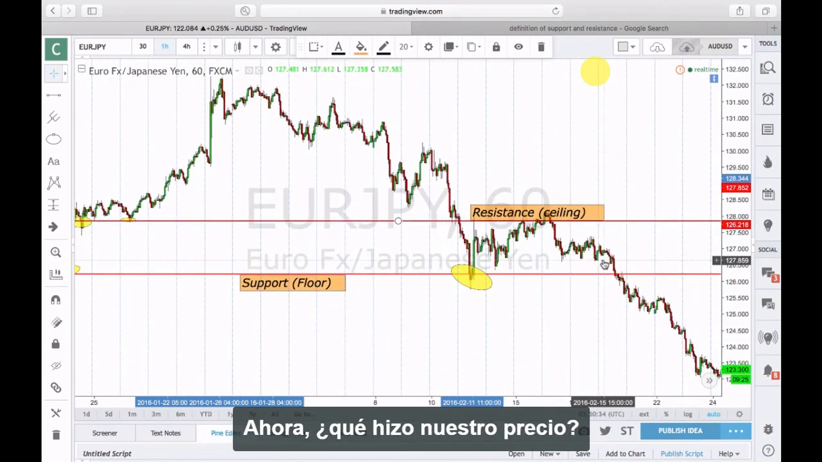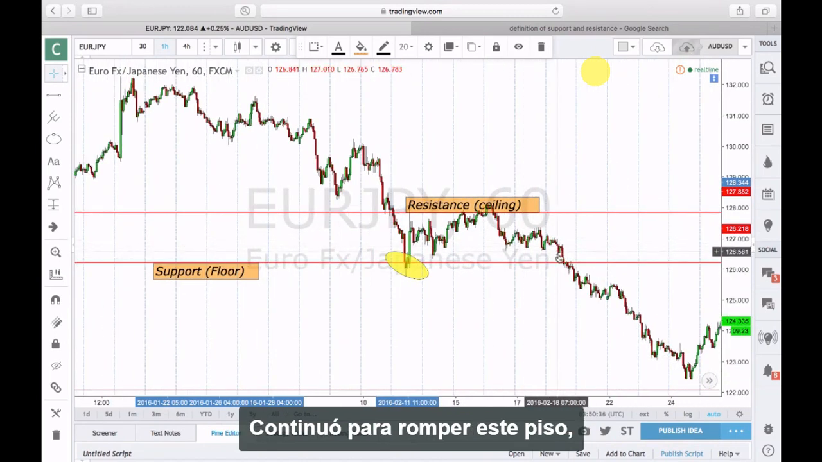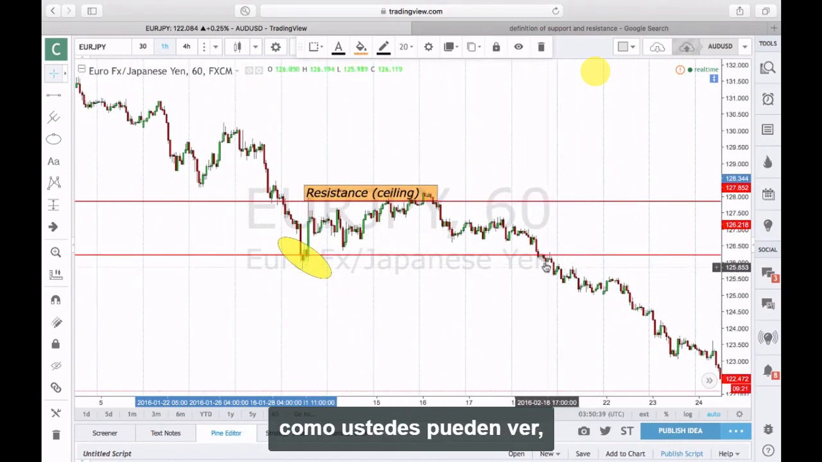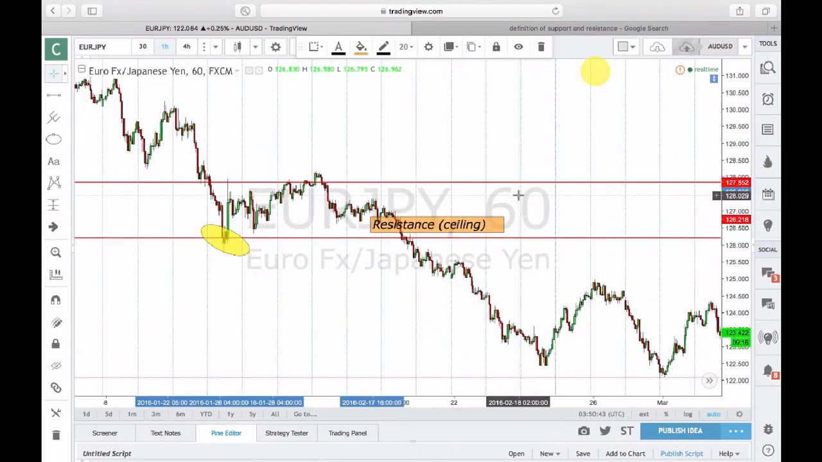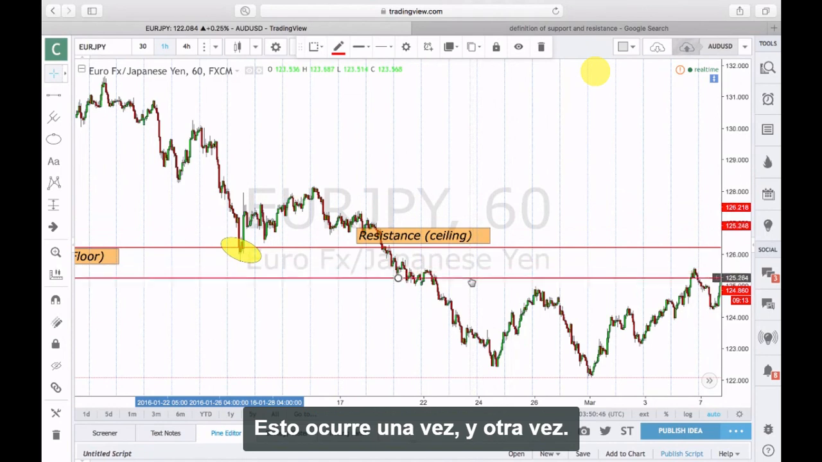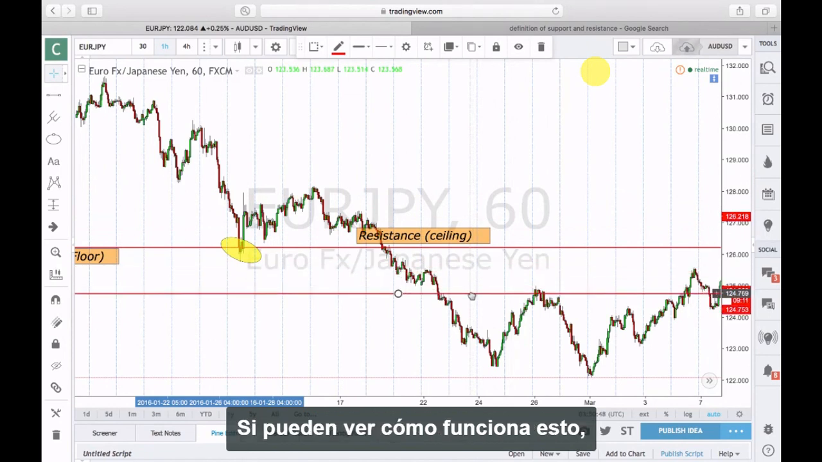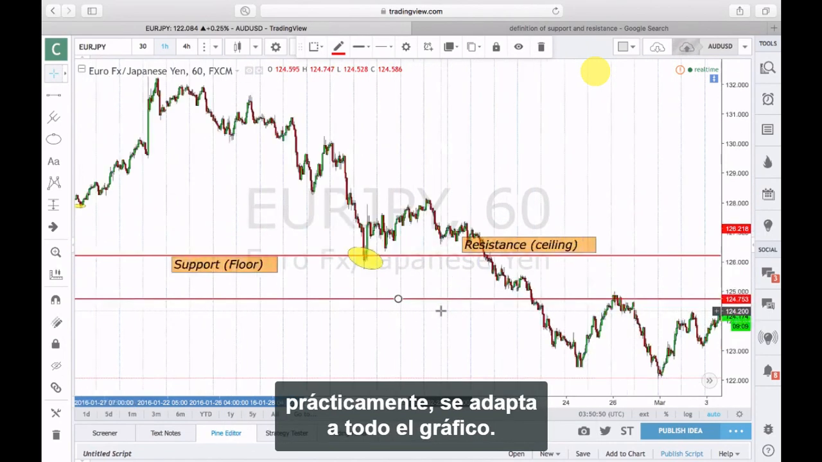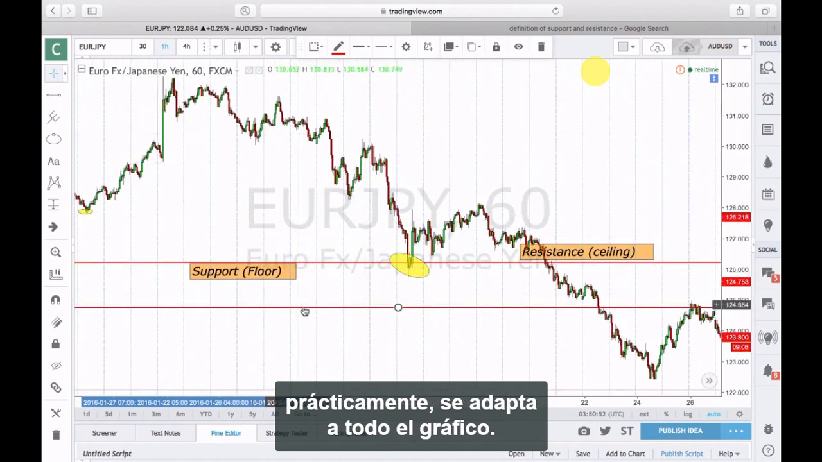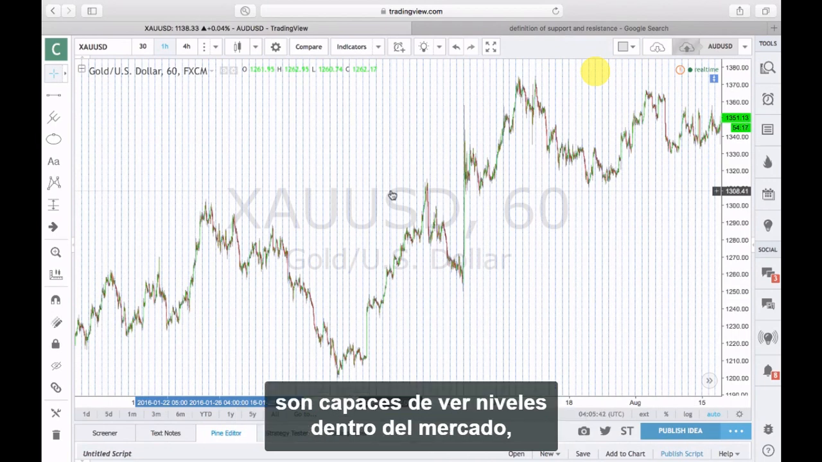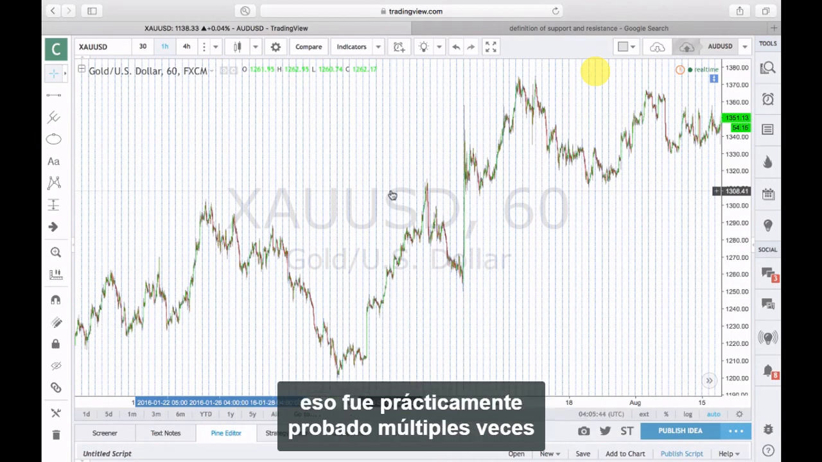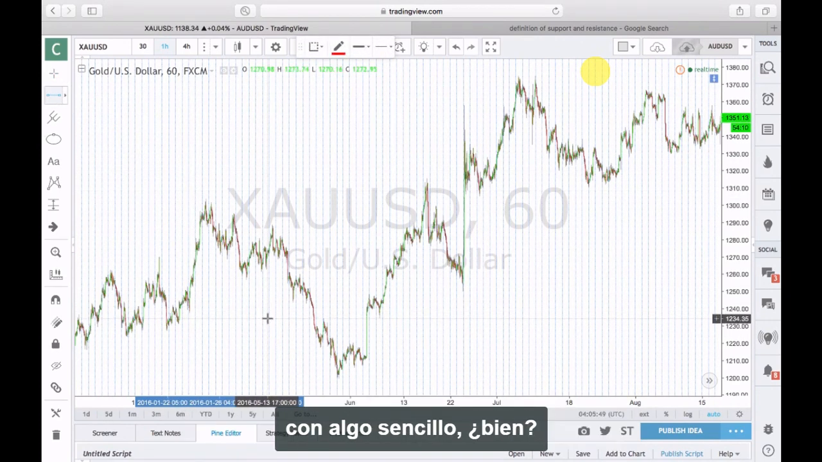Now what did price do? It continued to break this floor, as you guys can see, and tested as a newfound ceiling. This happens time and time again. You're able to see how this works. You pretty much just adapt to the entire chart, okay? Just from looking at this chart, you're able to see levels within the market that were tested multiple times. So what I'm going to do is I'm going to start somewhere simple, okay?